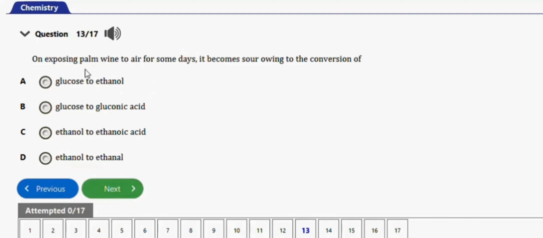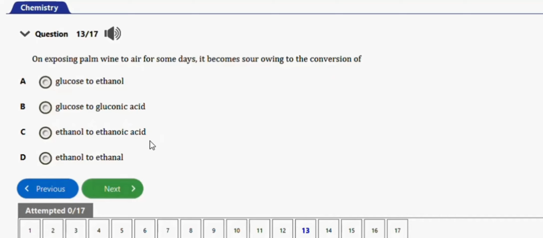It says on exposing palm wine to air for some days, it becomes sour owing to the conversion of, we have glucose to ethanol, glucose to gluconic acid, ethanol to ethanoic acid, ethanol to ethanol. So the right answer to this question would be option C, which is from ethanol to ethanoic acid. That's the right answer to this question.